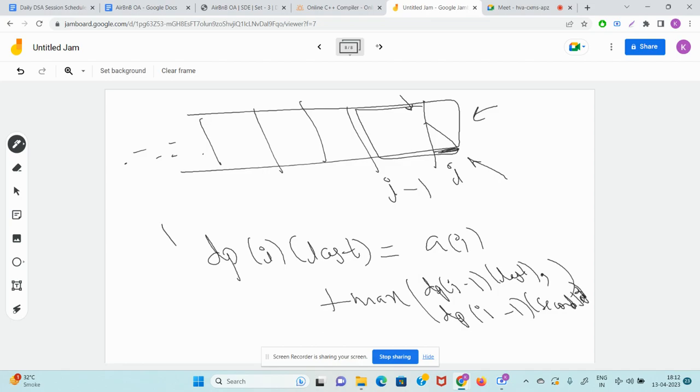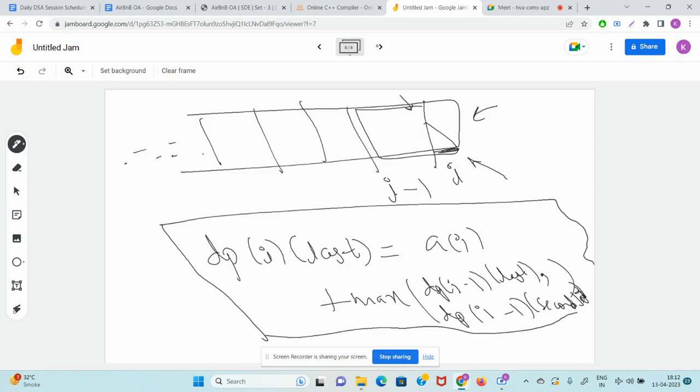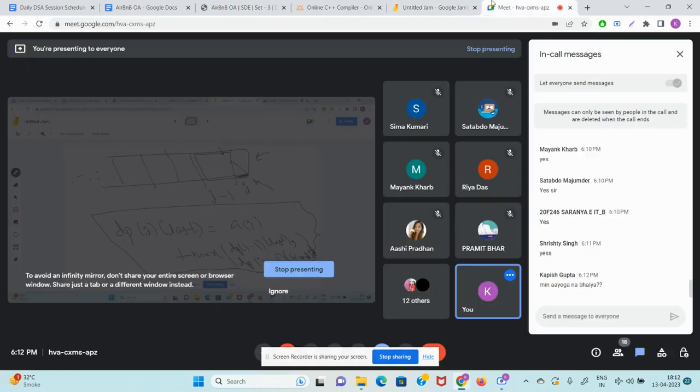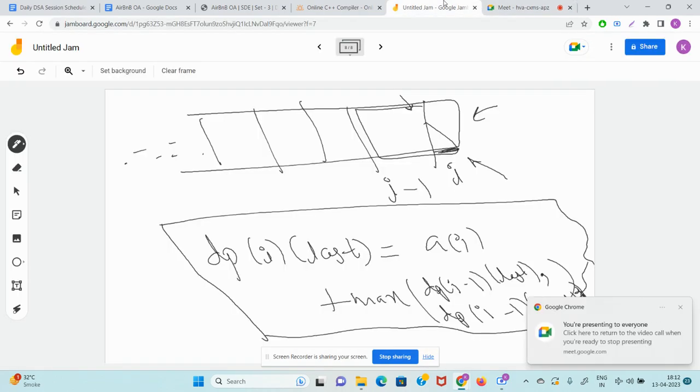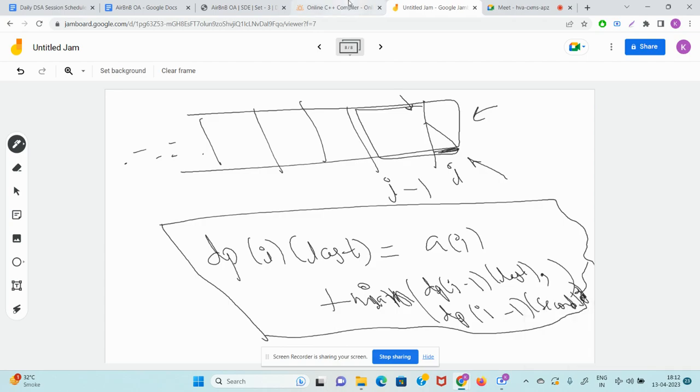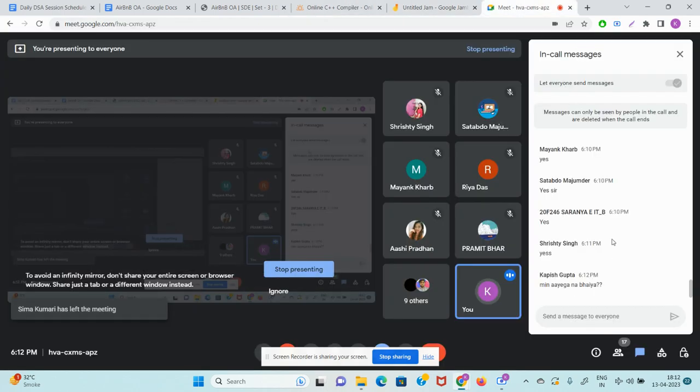Guys, everyone start writing the formula of DP of I of last. This is very easy to understand, guys. If someone doesn't understand, please tell me. Everyone write in the chat, I will copy paste this formula of DP of I of last. Sorry, minimum. We want the minimum answer, na? Guys, please write the formula in the chat. Someone write the formula, please.